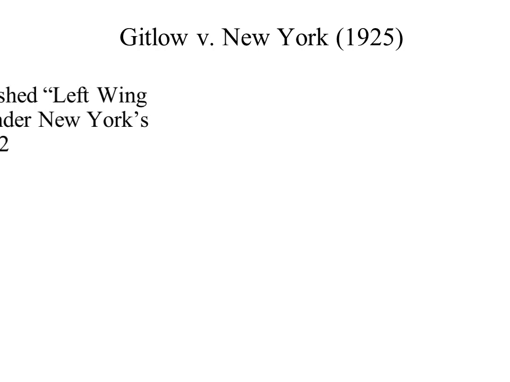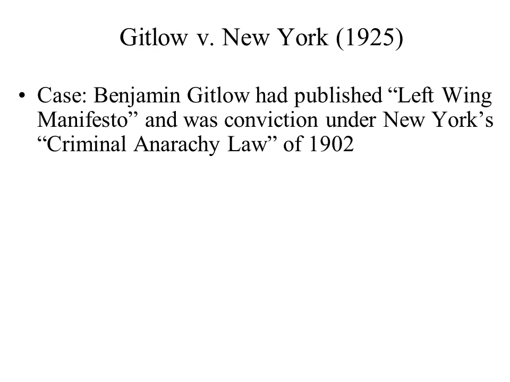A similar case a couple of years later. In the 1920s, there was a major Red Scare in the United States. There was a fear that communists, that anarchists, that radicals were coming and taking over the country. Well, Benjamin Gitlow was a young man who had published what he called the Left Wing Manifesto. Basically, it was: this is what we need to do to get rid of this corrupt capitalist government that we have.